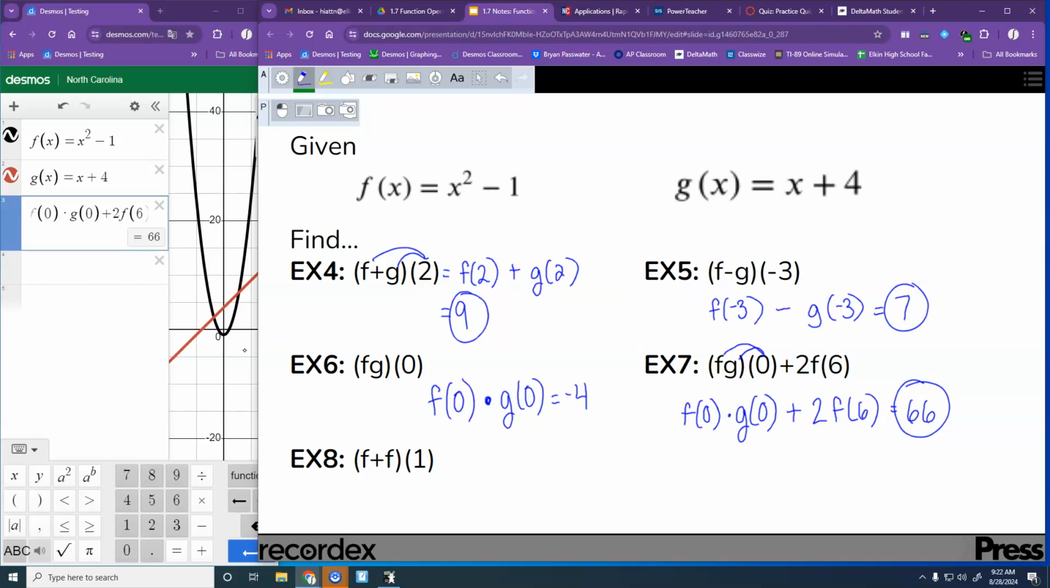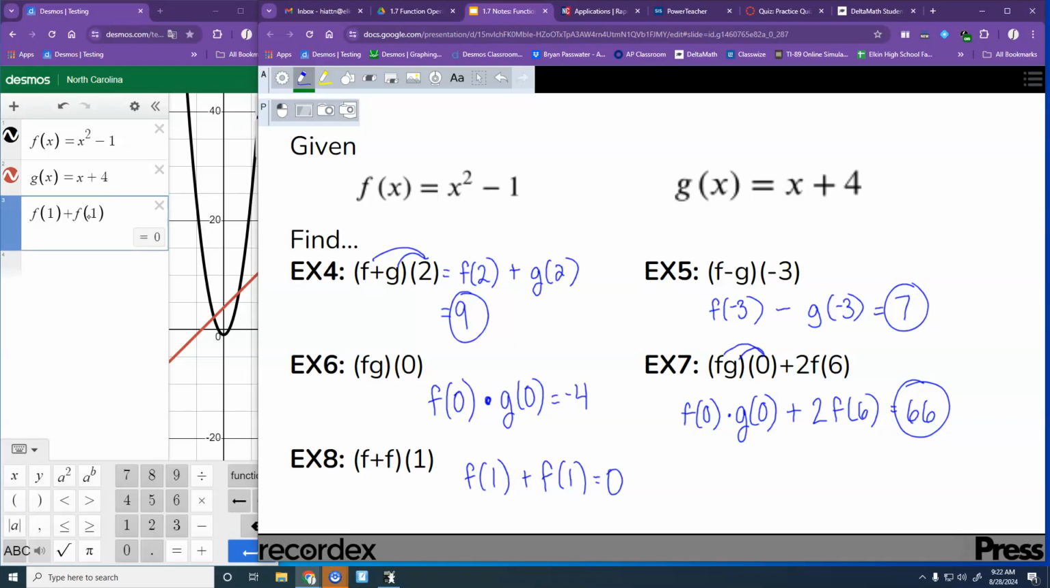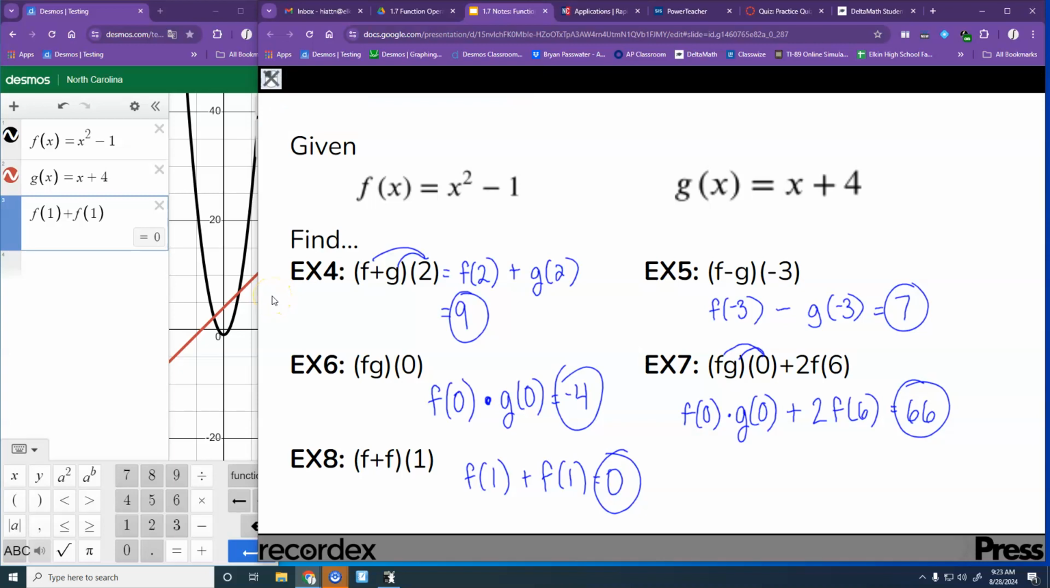Okay. All right, what would I type in for number 8? F of 1 plus f of 1, right? So that would look like this. F of 1 plus f of 1. I get 0. Okay? Questions?